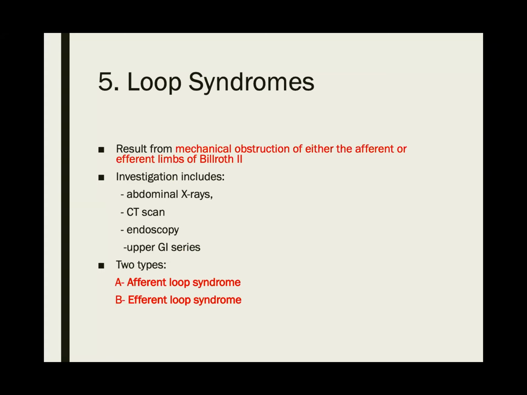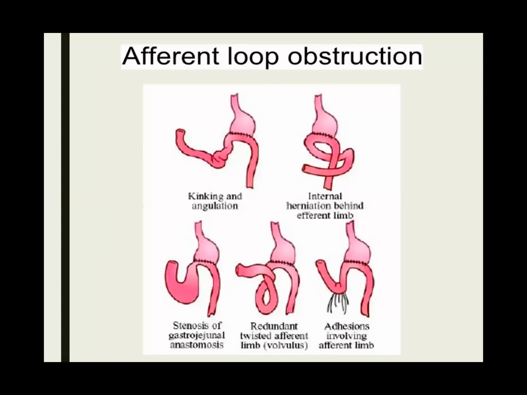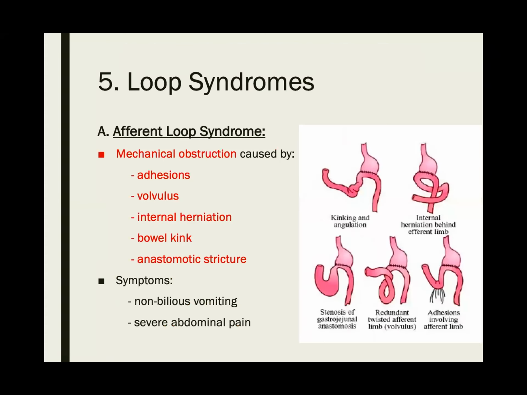The loop syndromes, the afferent and efferent. So again, it happens more frequently with Billroth 2. So it's of two types, the afferent and efferent. So what do you know about the afferent and the efferent loops? Do you guys study these lectures already, or you're going to study from this week? That's the question.